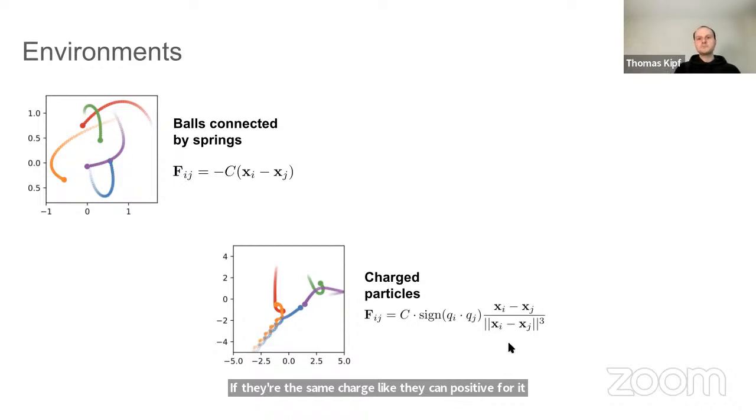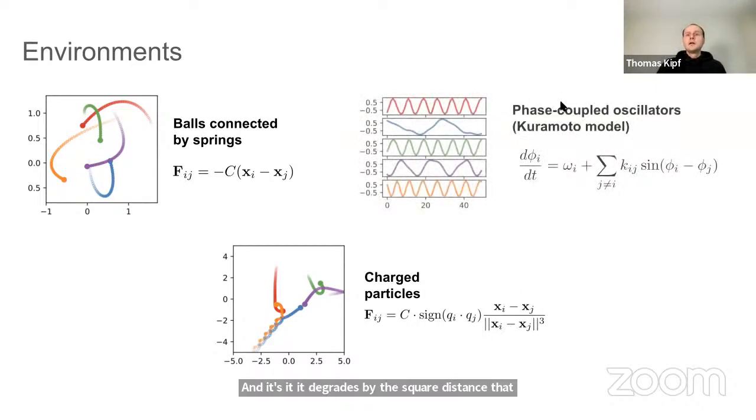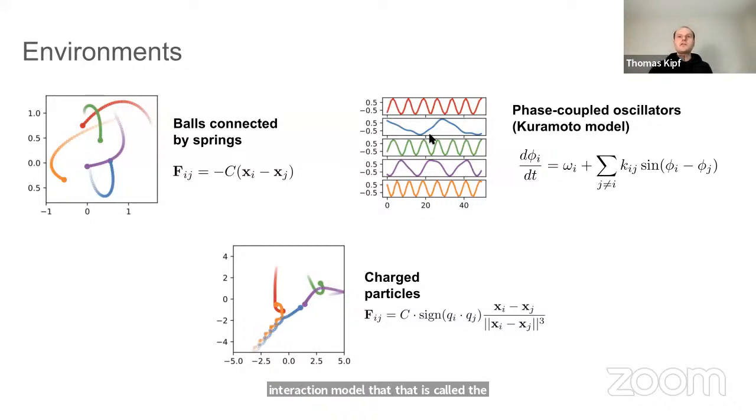And it decays by the squared distance, that force. That's why we have this term here. And we also looked into more complicated dynamics of a nonlinear interaction model that is called the Kuramoto model, where you have multiple different particles that oscillate, and they're coupled by a sinusoidal force based on their phase difference. So I don't have to go into details here, but basically we try to find a system that has some really complicated nonlinear force and try to see if we can also model that.